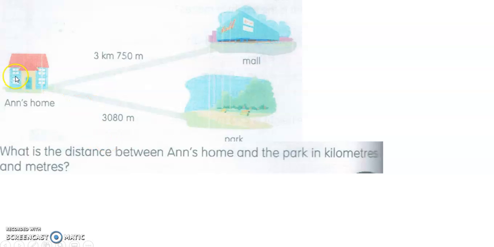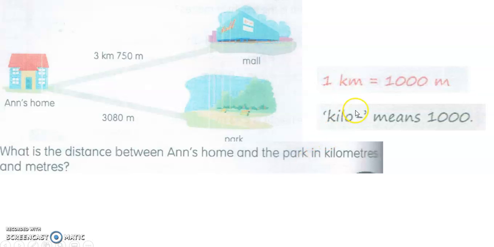In this case, we are asked to find the distance from this house to the park in kilometers and meters. It's already here in meters, but we need it to be in kilometers and meters at the same time. Again, you have to remember that 1 kilometer equals 1000 meters. We are going to do the solution based on this basic information.